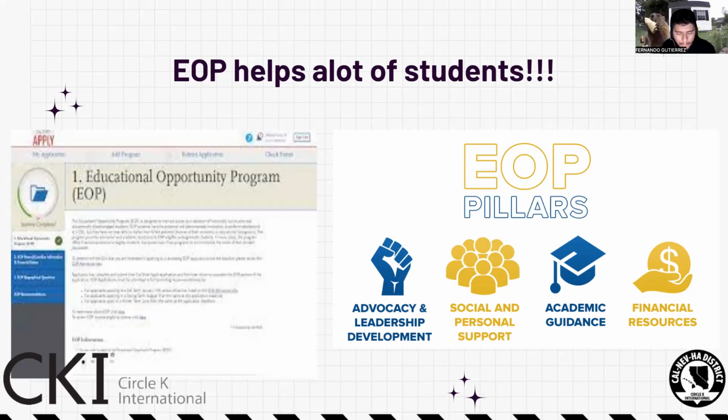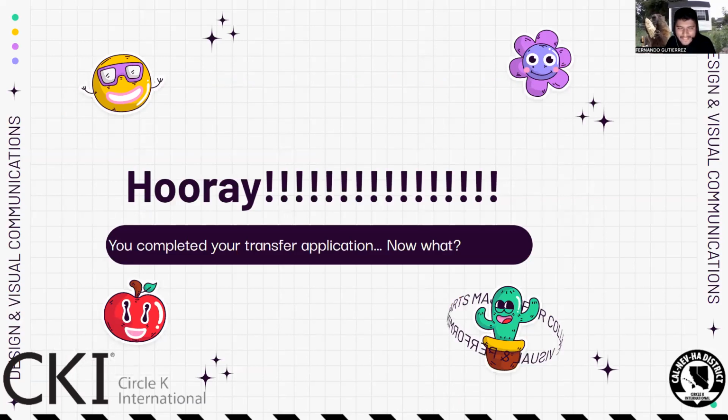I'm pretty sure based on the campus you're applying to, they will have an EOP or some sort of help for financial issues. All right, let's say you're done with your campus. Great. Now that you finished your transfer application, now what?